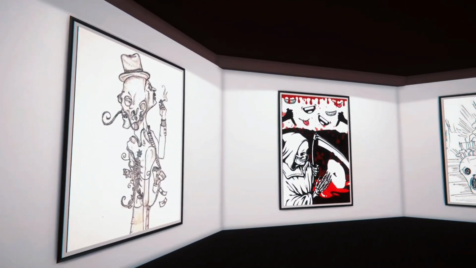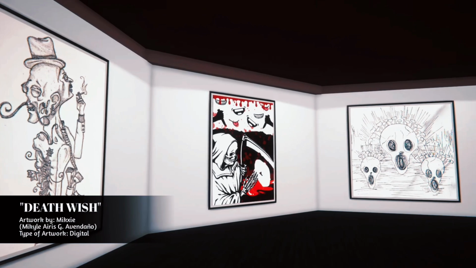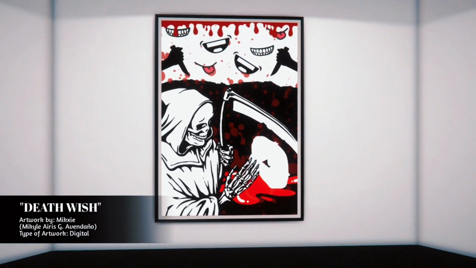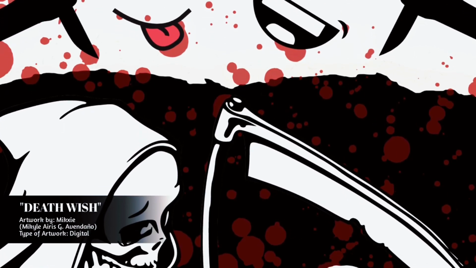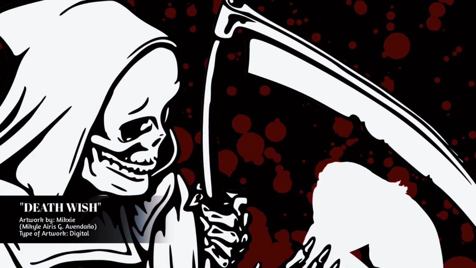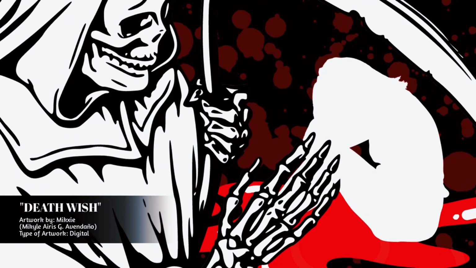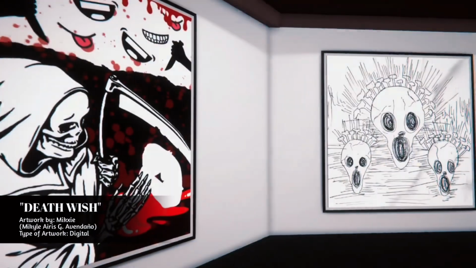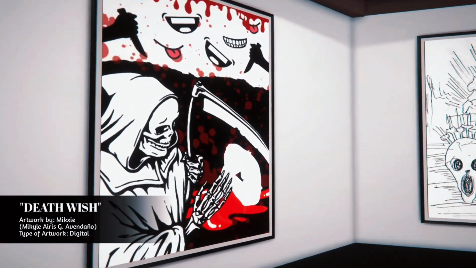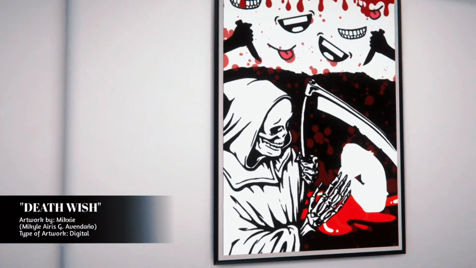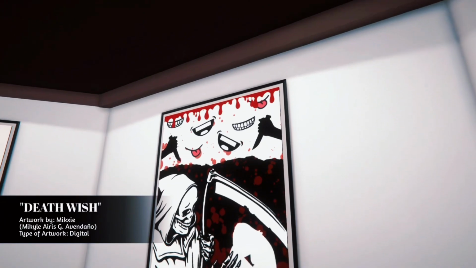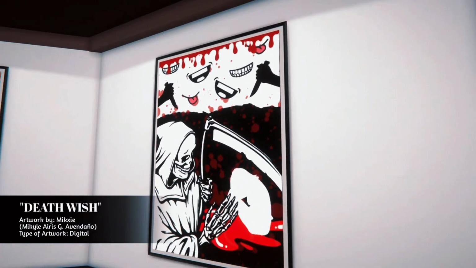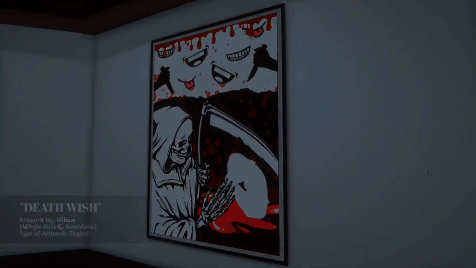Another digital art, Death Wish, by the artist Mixi. In modern society, gossiping and backstabbing other people has become a habit. Some victims usually end up in depression or worse, suicidal. The victim in the picture got too far into depression that she wished for death.